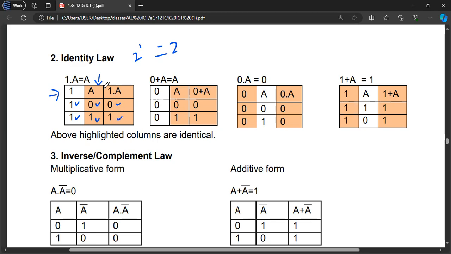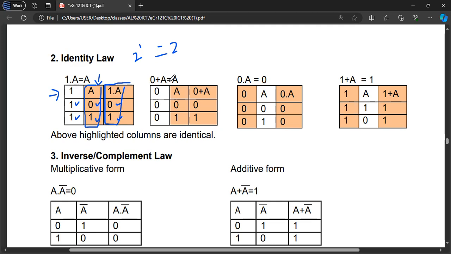So that's how, now you can see the output. Now look here, 1 dot A's result, which is 0 and 1, and see this one. Now the highlighted columns are both identical. So this proves to us that A dot A is equal to A. Clear? So let's move on to the next one.